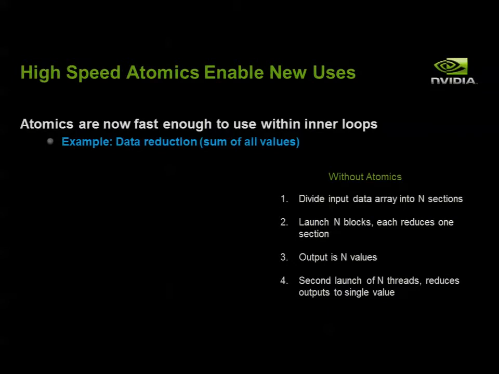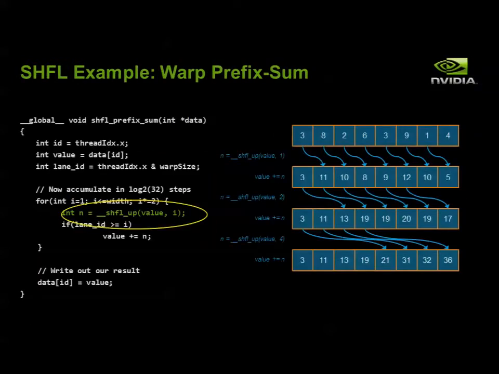Jumping over those, yes? The question is, where would the atomicity come into play? So shuffle is really just an exchange. You're not performing an operation on it. It's not a reduction.